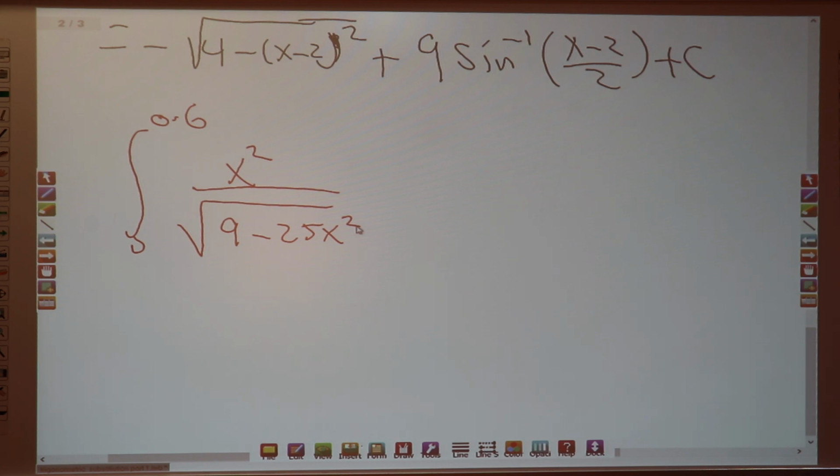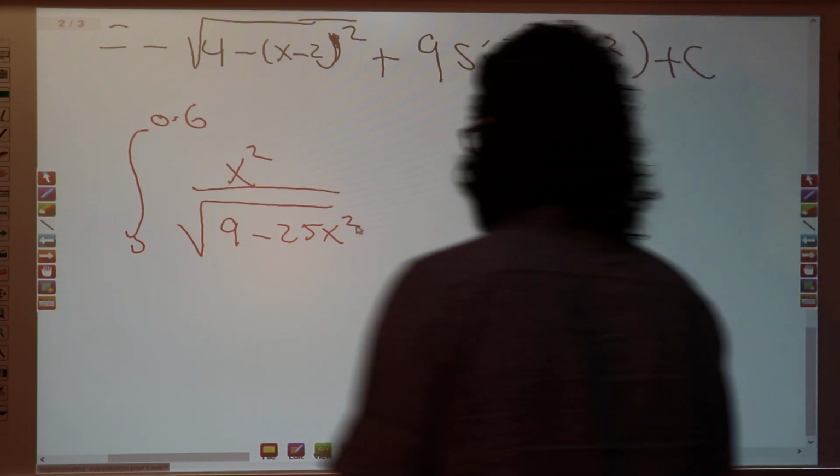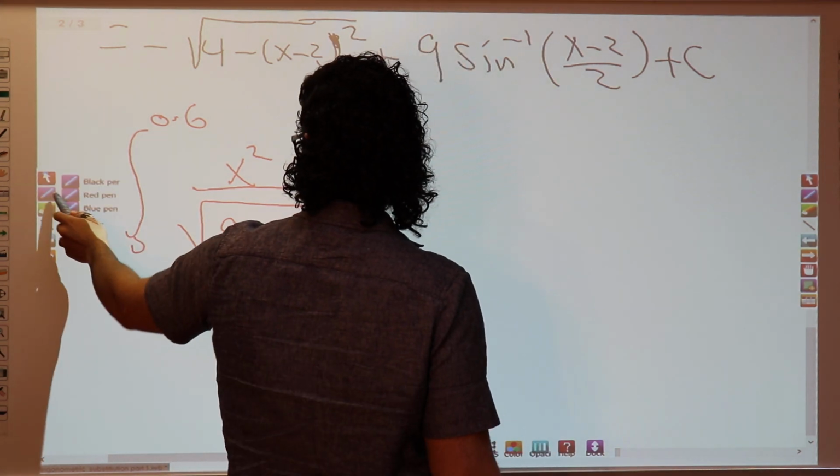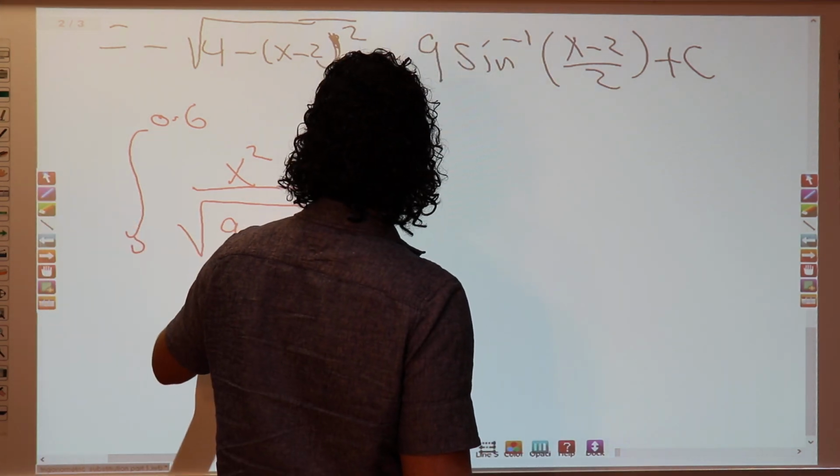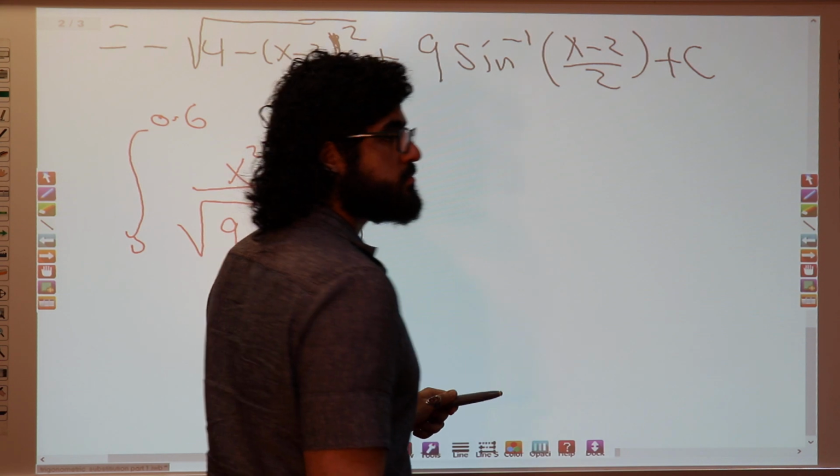Remember this one. Circle negative 25 in a different color. When you circle it, put example at the top. Example.